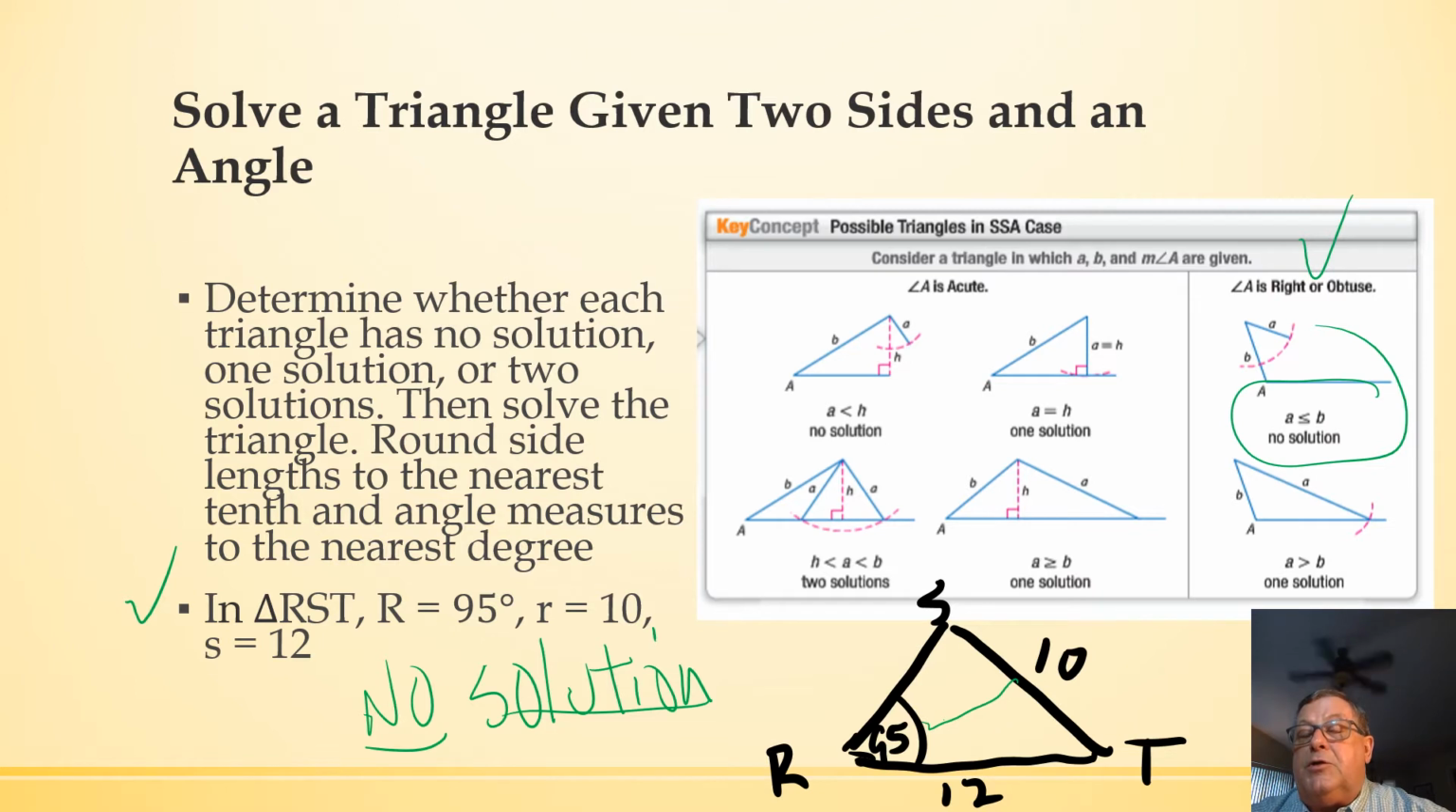For there to be a solution with an obtuse angle, the side opposite the angle we know has to be greater than the other side when we're looking at side-side angle. Let's go look at another one.